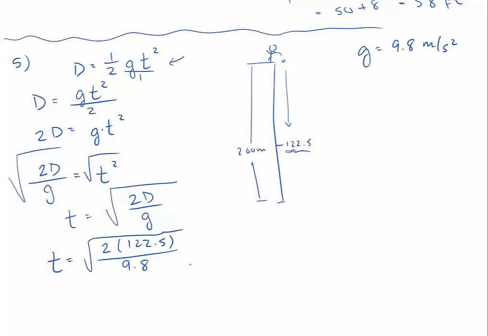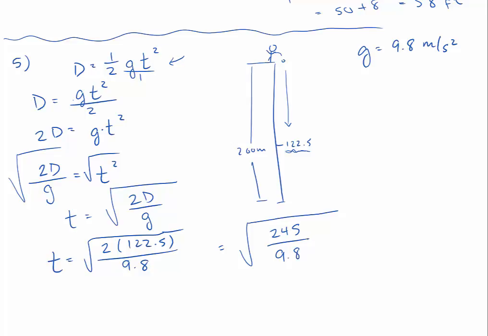I'm not going to worry about the units. If you're in a class, definitely they will mark off ridiculous amounts for not putting units down, so definitely put down units. And now I'm going to simplify this a little more. That's equal to the square root of 122.5 times 2, which is 245, divided by 9.8.